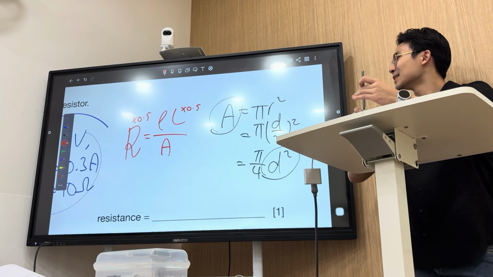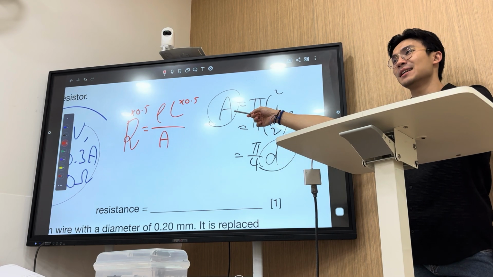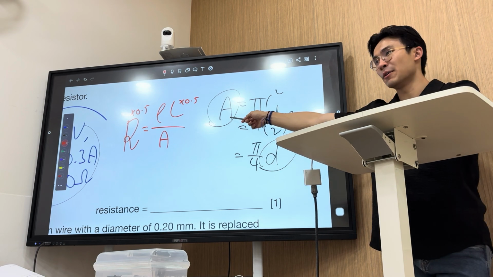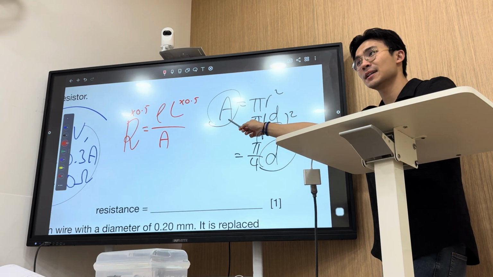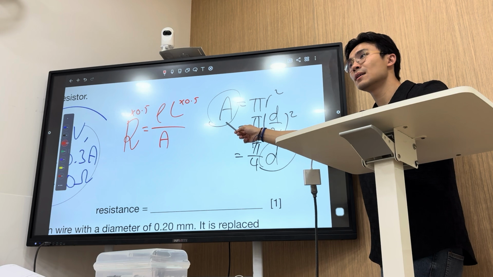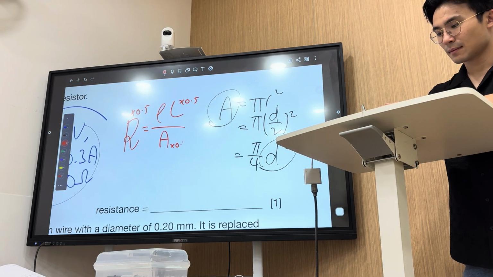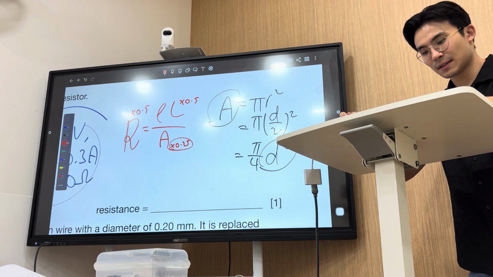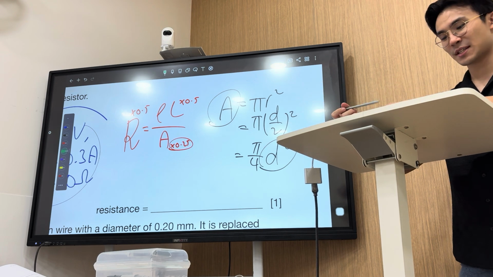You look here. This square is this guy, right? If your diameter times 2, your area times 4. Agreed? If your diameter times 3, your area times 9, right? So now this one times half, this one times? Agree. But if your area times 0.25, what happens to resistance?